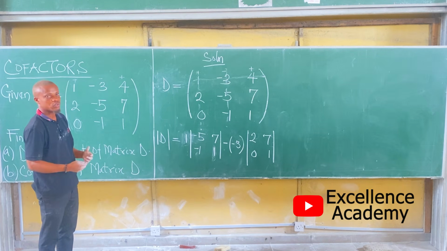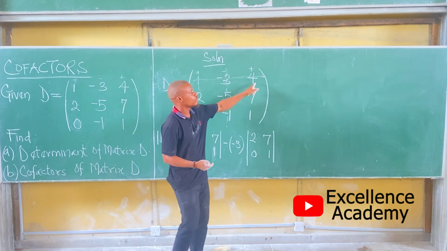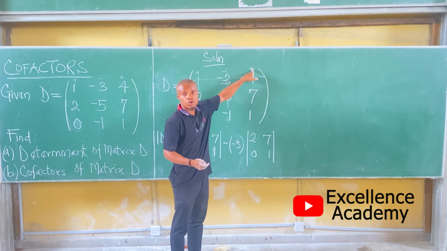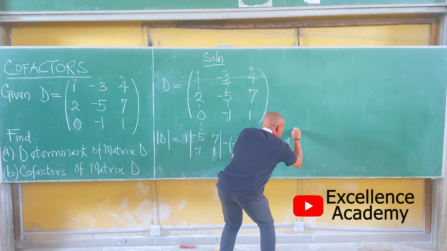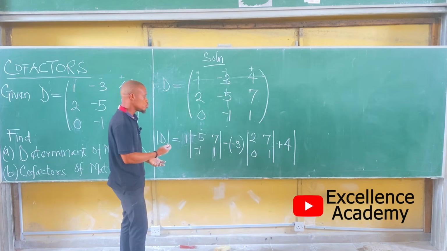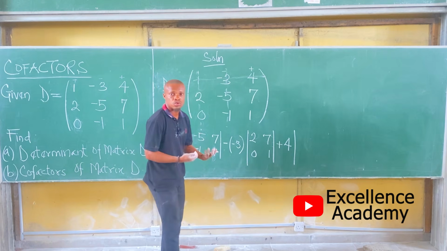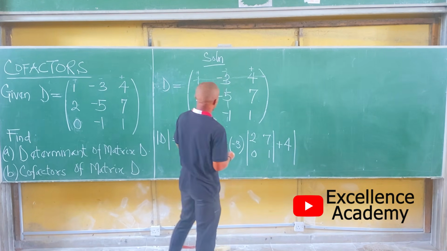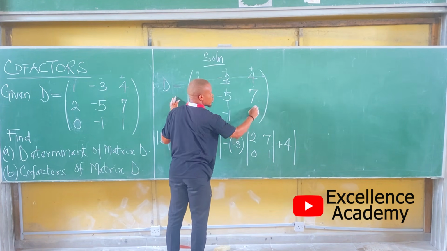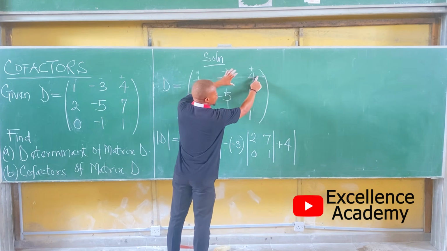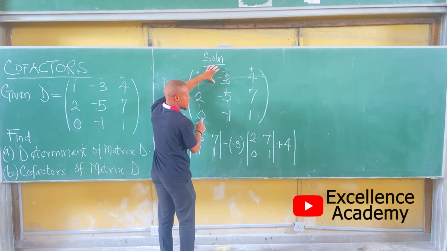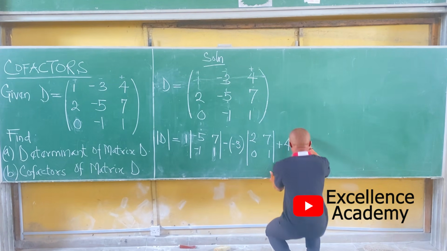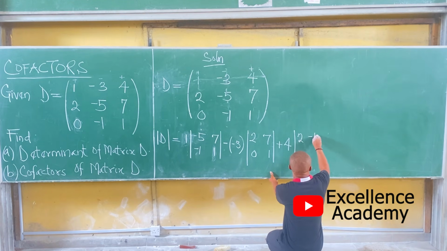For the next one, I'll do the same thing. For the next element there, I'm having a plus 4. Create a 2 by 2 matrix. Do the same thing. Cover the row and column on which it appears. This appears on my last column and still on my first row. So I'm covering this and I'm covering this. What are the elements left? 2, minus 5, 0 and minus 1.